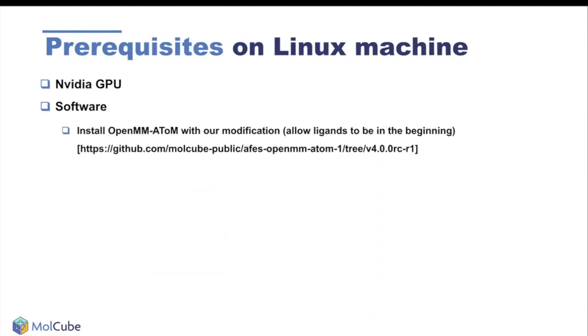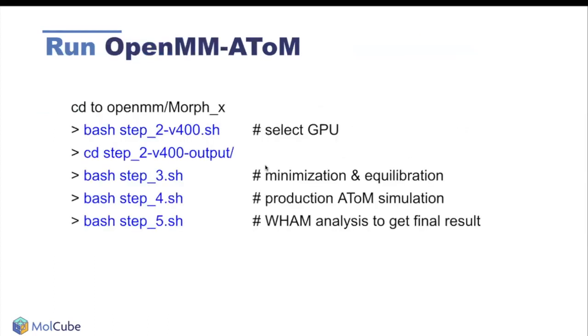Before we do that, we need a Linux machine equipped with Nvidia GPU and install the OpenMM-AToM package patched with our own modification. Our modification is to allow the OpenMM-AToM package to use ligands in the beginning of the system, while it assumes ligand atoms are after the protein ligands by default. Now we are ready to run AToM simulations inside any morph_x folder.